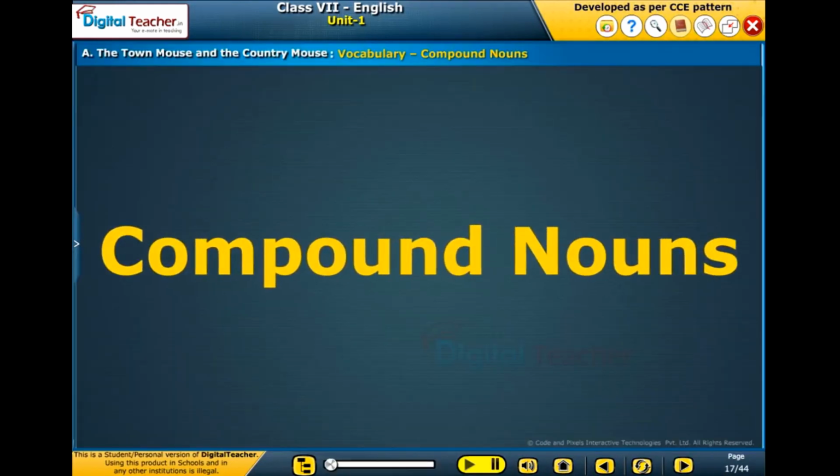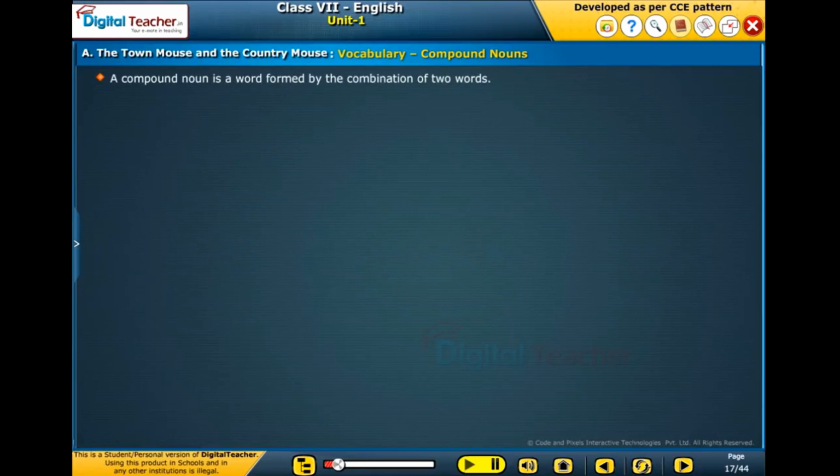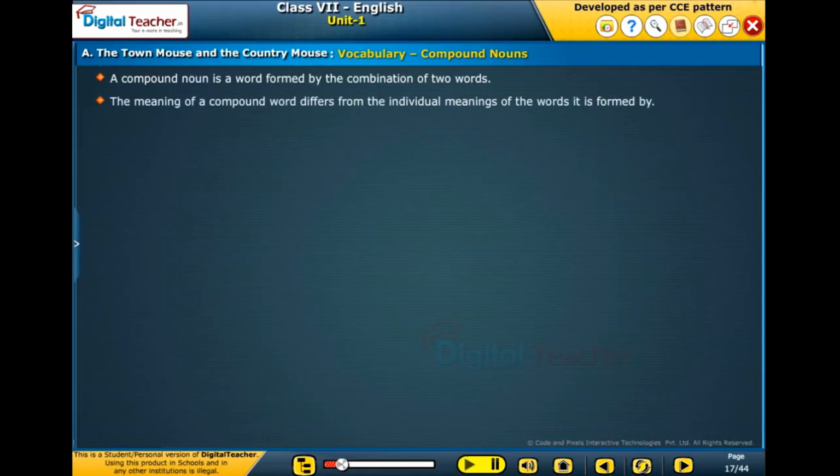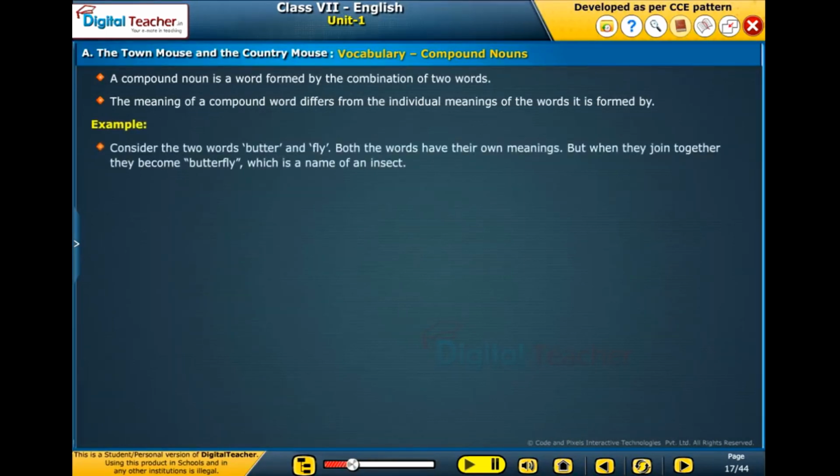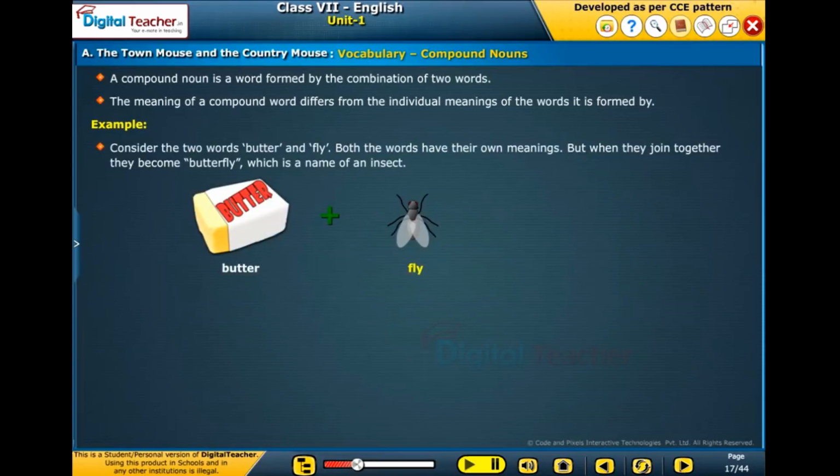Compound nouns. In this section, we will learn about compound nouns. A compound noun is a word formed by the combination of two words. The meaning of a compound word differs from the individual meanings of the words it is formed by. Example: consider the two words butter and fly, both the words having their own meanings, but when they join together, they become butterfly, which is the name of an insect.